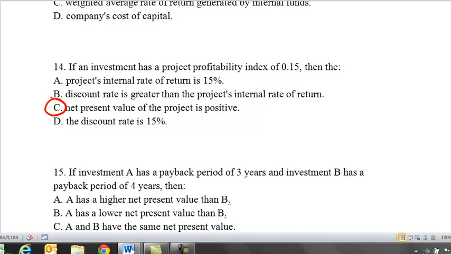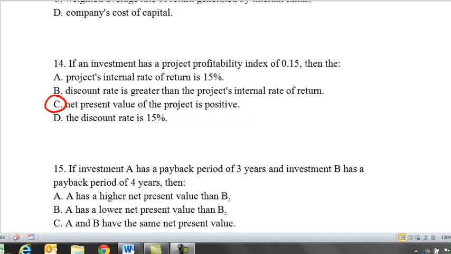Because again, the whole idea is that when you did your net present value, you've got your inflow of cash at net present value greater than your initial investment, which then led to a positive net present value. So the answer C is the best answer.